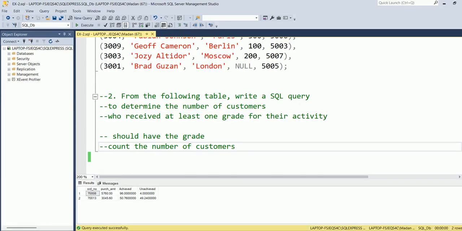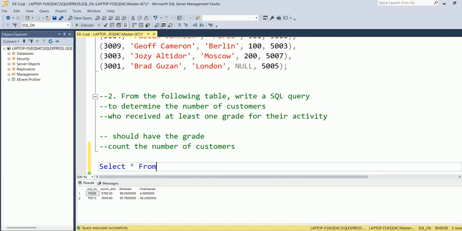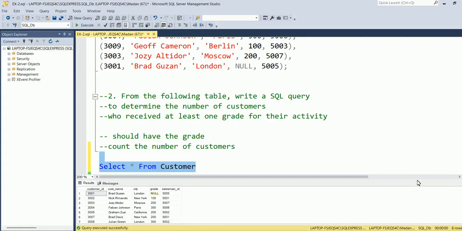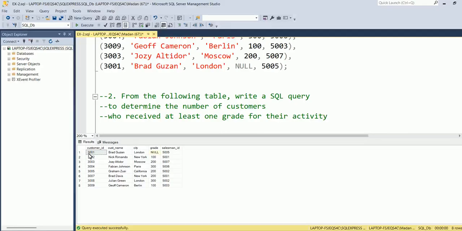So moving towards the next problem. Again, from the following table, write a SQL query to determine the number of customers who received at least one grade for their activity. Again, let's analyze the customer table first. This is the customer table. We have customer ID, customer name, city, grade, and sales ID. As you can see here, one of the customers has no grade, or the grade value is null.